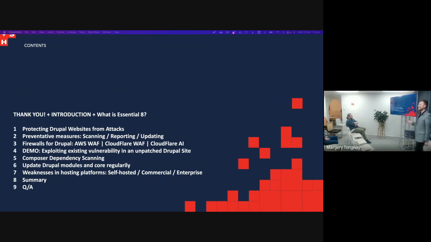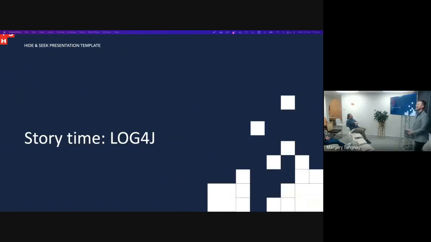So we'll walk through the difference between enterprise cloud hosting platforms, Acquia, Platform.sh, Einstein, versus self-hosting it. What are the implications? What are the issues? There is a questionable ethical demo of hacking a live site on the call. We'll try to do that as well. I had to do it myself. And then questions and summary. So, starting with a story about Log4j. Somehow everyone is smiling.